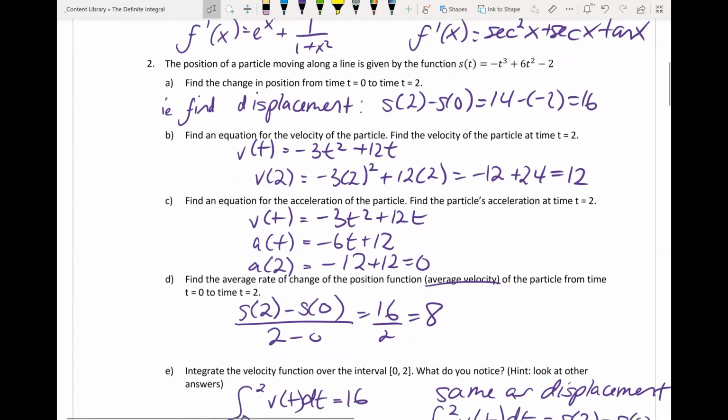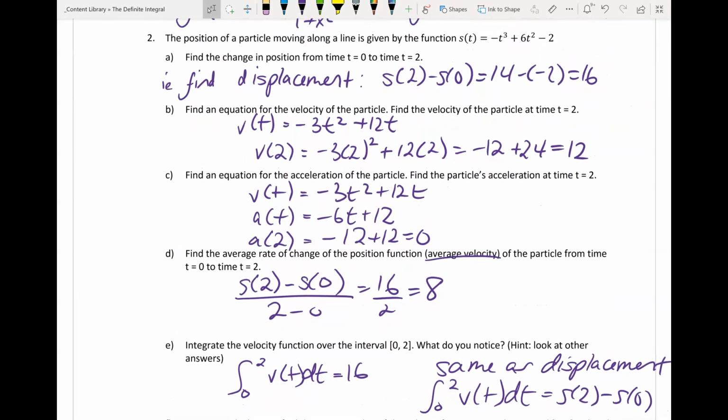So question 2 is motion along a line, and we are given the function s of t, and this describes position. So for 2a, we're looking for the change in position, which is really your displacement from time 0 to time 2. So to find the displacement, this will be the change in your position from t equals 0 to t equals 2. So we're just plugging in t equals 2, t equals 0 into our position equation.